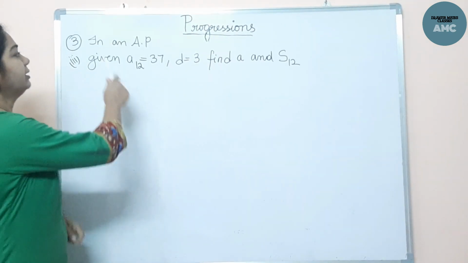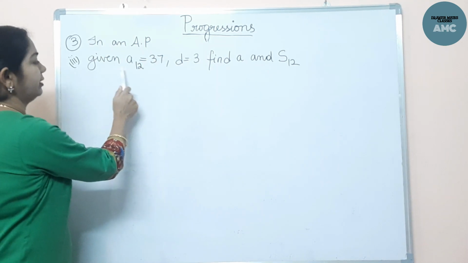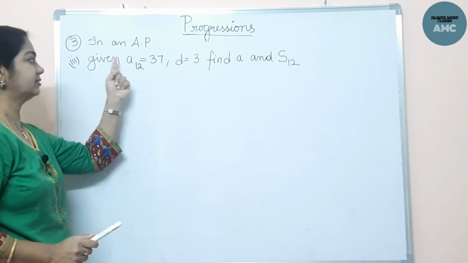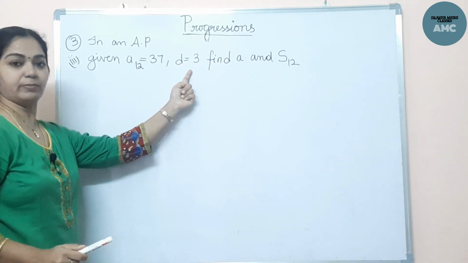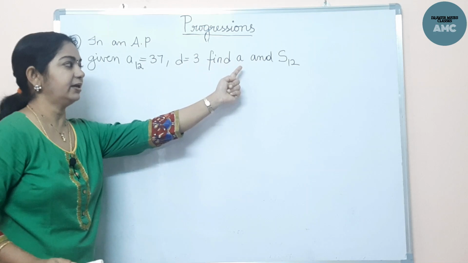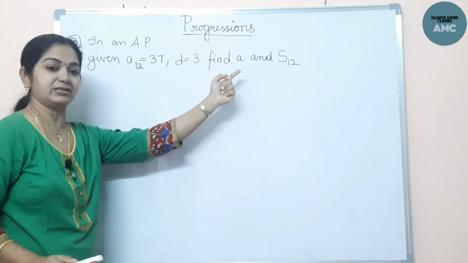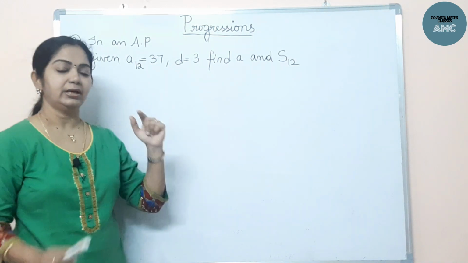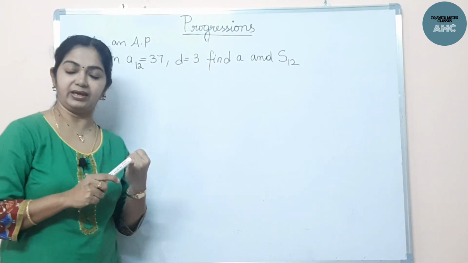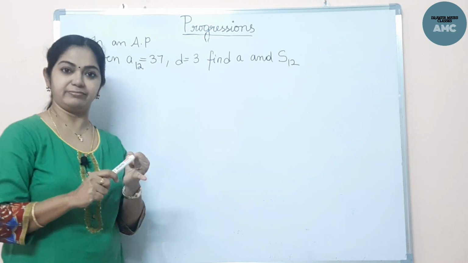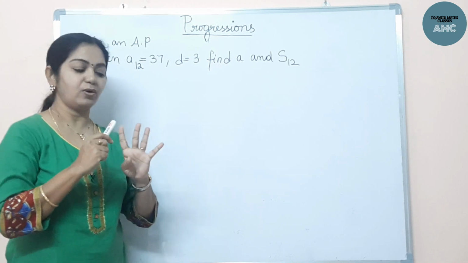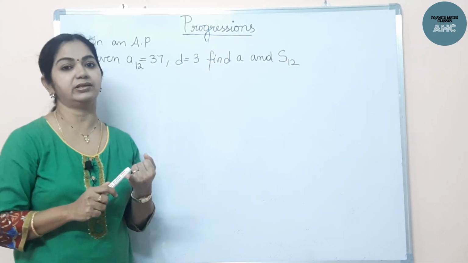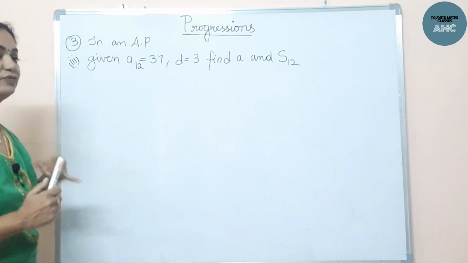The third problem: in an AP, given A12 is 37, that means the 12th term is 37, D, the common difference, is 3. Find A and S12, that is the sum of 12 terms, and the first term is asked. Now here what I told: if you know the values of A, S, that means sum, n and D, out of these 4 values, if you know any 3 values, you can find the 4th one easily through the formula.